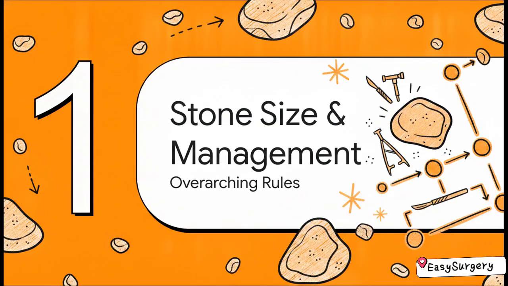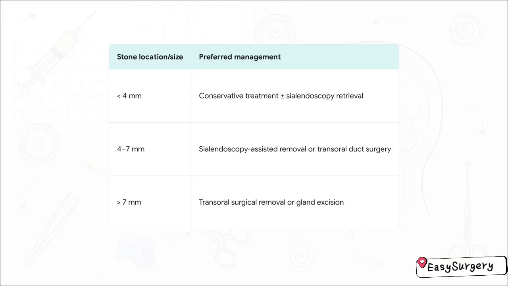Now, the overarching rules for size, because this literally dictates our entire strategy. When it comes to submandibular stones, size is everything. For stones less than 4 millimeters, your preferred management is conservative treatment, with or without endoscopy retrieval. Now, if we bump up to that 4 to 7 millimeter range, things change a bit. Here you're looking at endoscopy-assisted removal or a transoral duct surgery, which is known as a ductotomy. And for the big ones, anything over 7 millimeters calls for transoral surgical removal, if it's palpable. If it's inaccessible, though, you're looking at a combined approach or even total gland excision.